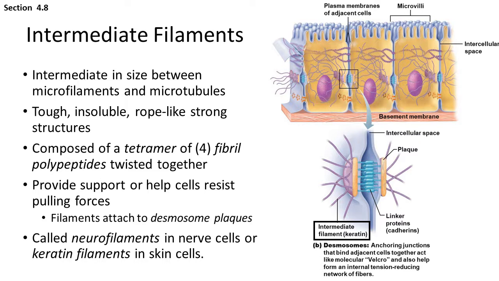So the intermediate filaments bind to these desmosome plaques from the internal side of the cell and prevent compression or separation of the cells due to compression on the cell layer. These same intermediate filaments are called neurofilaments when found in nerve cells, or keratin filaments when found in skin cells.